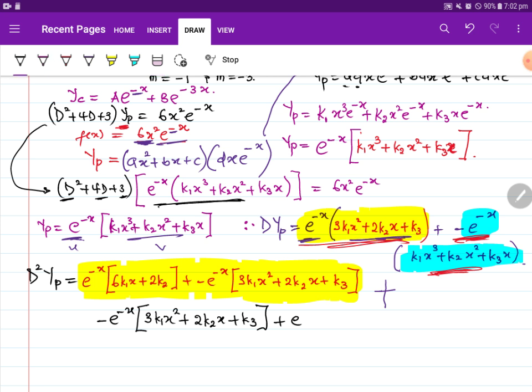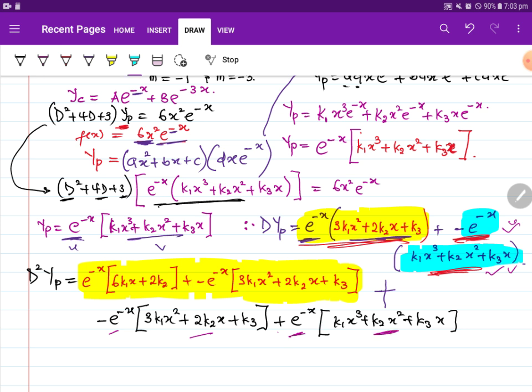That's exponential minus x into bracket k1 x cube plus k2 x square plus k3 x. Let me explain again. Now look at it. I have to apply the product rule on this and this. This is my u, this is my v. According to the definition, u dv plus v du, you get.